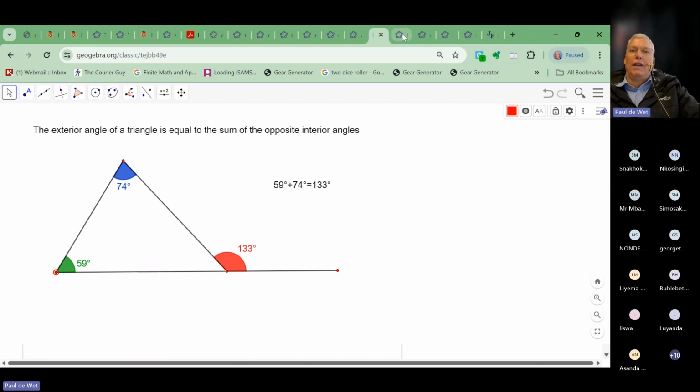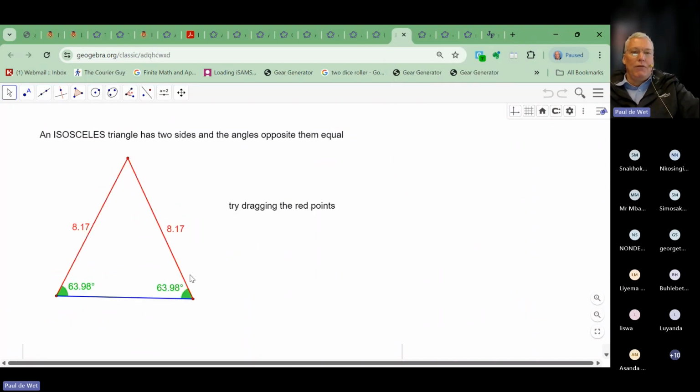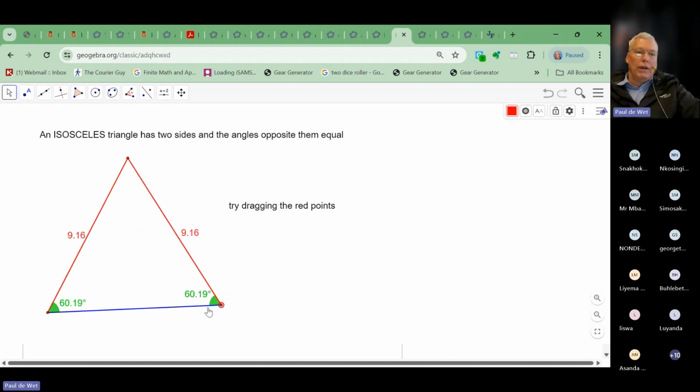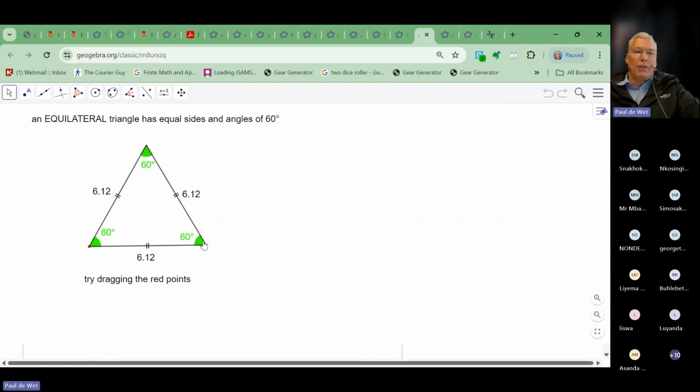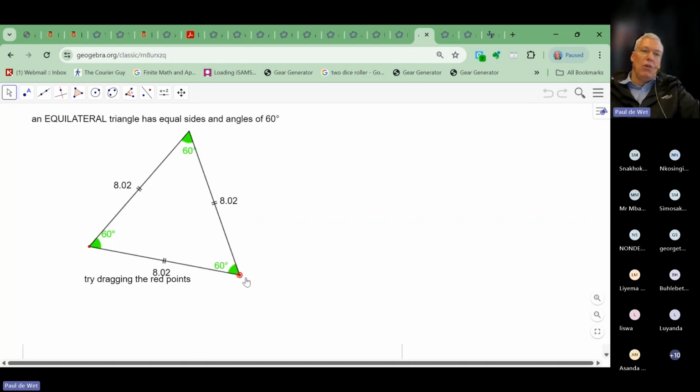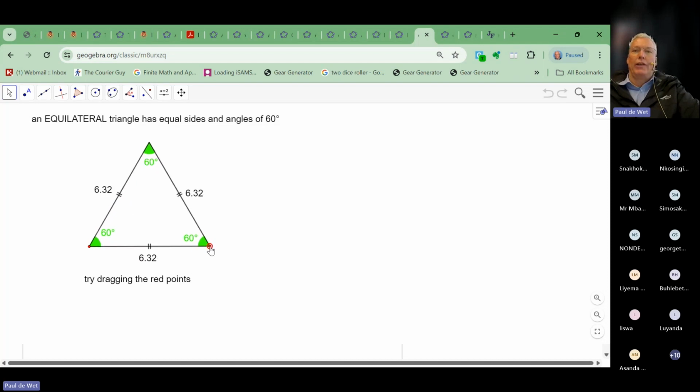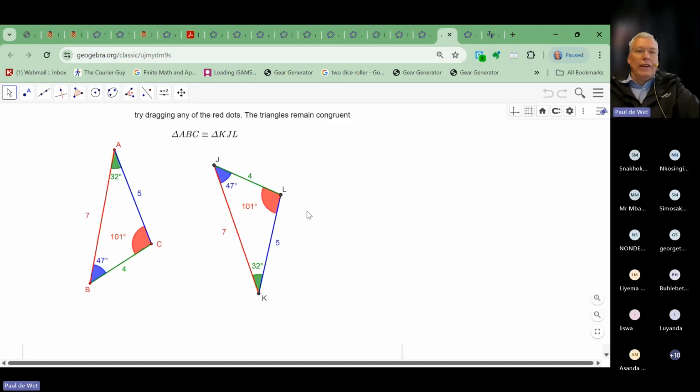The next one, guys. If we've got two sides equal, then the angles opposite them are equal. If we've got two angles equal, then the sides opposite them are equal. The next one, obviously, if we've got three sides equal, then all the angles opposite them are equal, and we've got what we call an equilateral triangle. But the next one, congruency.